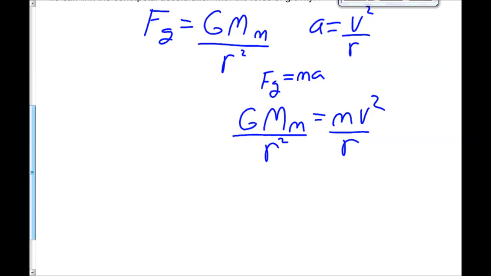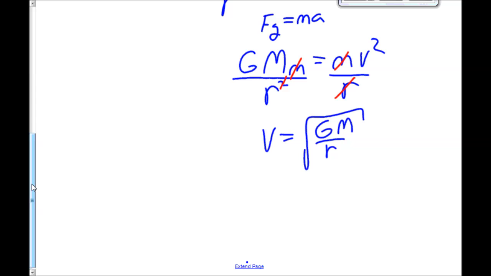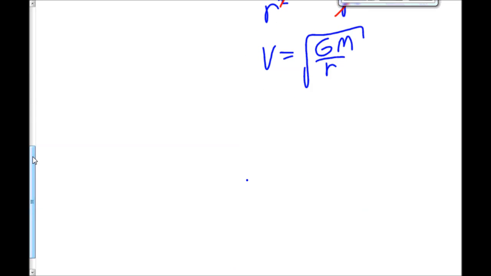And the nice thing here, again, we can actually cancel out a lot of stuff. So we can cancel out this m with this m, and this r with one of those r's. And we end up with a pretty simple looking expression for speed, v = sqrt(GM/r). And again, this is a pretty cool expression. What this expression actually tells us is the speed of an object in circular motion. So again, v is the speed of an object in orbit.